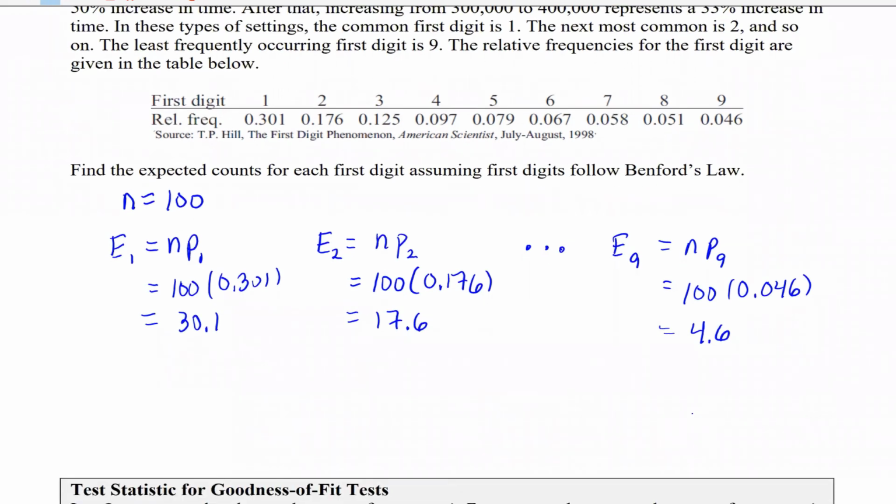So the relative frequencies are set in stone. The relative frequencies are based on some known probability distribution.